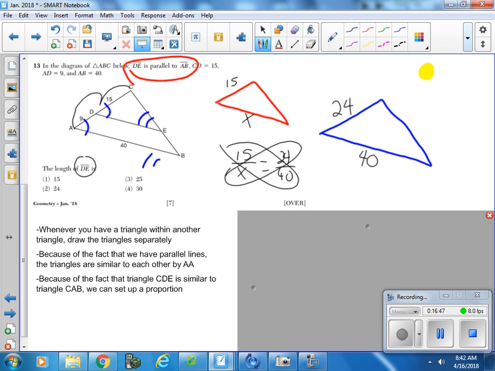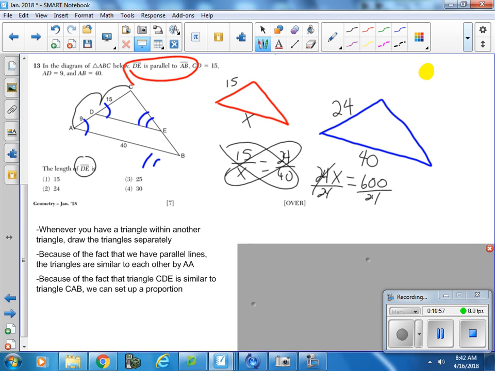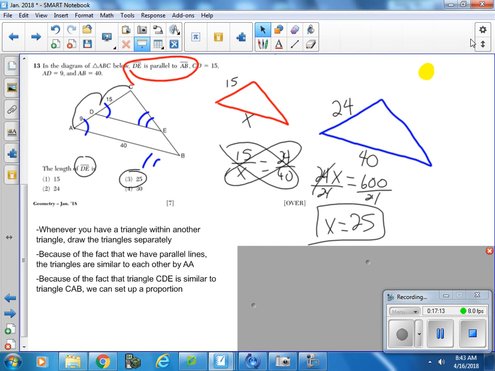So we end up with 24X is equal to 15 times 40, which is 600. Then you divide by 24, you divide by 24, and you end up with X is equal to 25. Pretty straightforward. Once you draw the triangle separately, it becomes much easier. If you don't do that, good chance you're going to make a mistake. All right? Okay, we're going to move on.